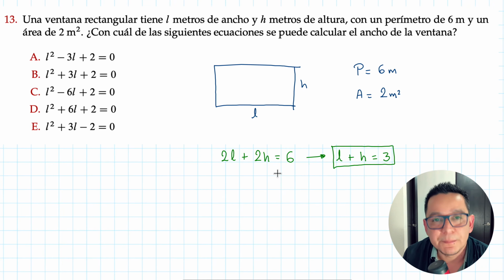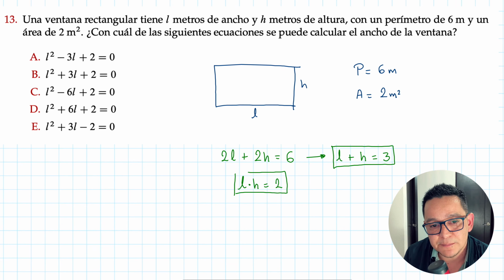Now let me set up another one. This one will be with the area, right? We already know that the area of a rectangle is calculated by multiplying the length of the base by the height. In this case, then I would have that L times H has to be equal to 2 square meters. Right? In this case, I'm just going to write the 2. And here we have another equation, right? We're going to need this one too.